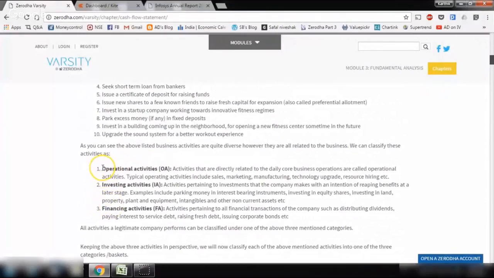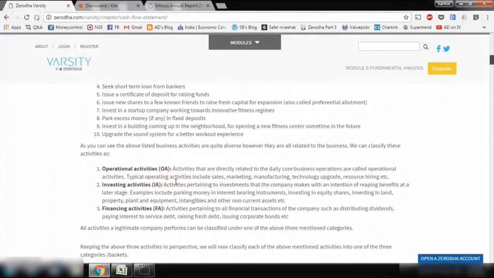Operational activity is the core of the company, right? So let's assume there's a company which manufactures, distributes and sells footwear. Now, the core operations of this company, as you can imagine, would be sourcing the raw material, manufacturing the footwear, distributing it across the country, maybe running some promotional activity, advertisements, etc., and eventually selling the footwear. Now, this would be categorized as the core operations of the company, right? So all such activity would be categorized as operational activity.